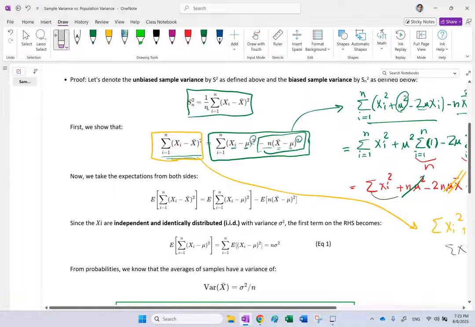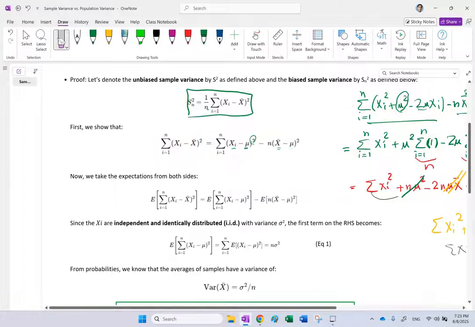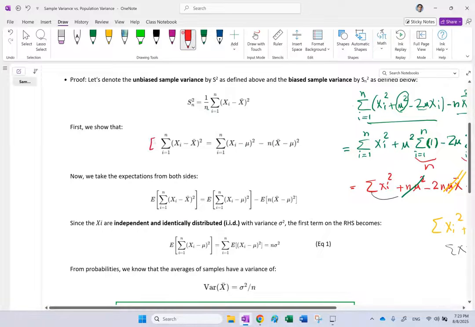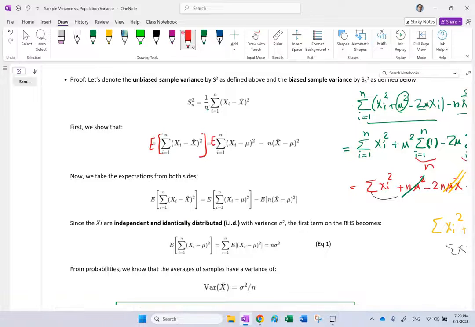Good. Now that the left-hand side and the right-hand side are equal, I'm going to apply the expectation function on both of them. And you know expectation is a linear operation, so here on the right-hand side, it is going to go like this. And you're going to get this one.